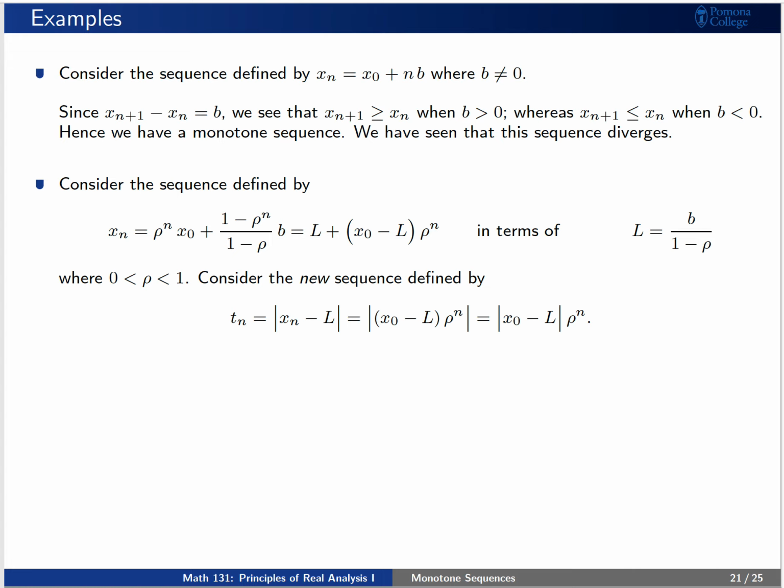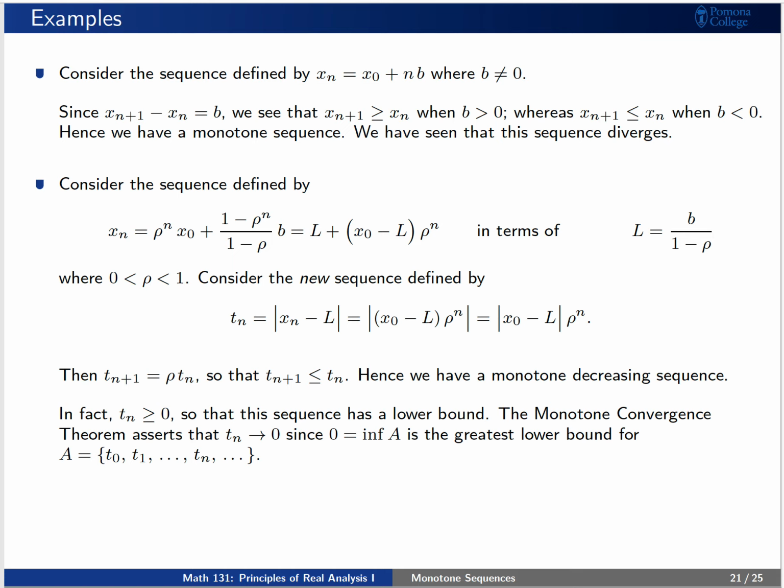What we're going to do is write a new sequence, t sub n, which is the absolute value of xn minus L. Notice in this case that by simply working through the formulas, we find that this is the absolute value of x0 minus L times rho to the n. In particular, t sub n plus 1 is rho times t sub n, so that we actually have a monotone decreasing sequence.